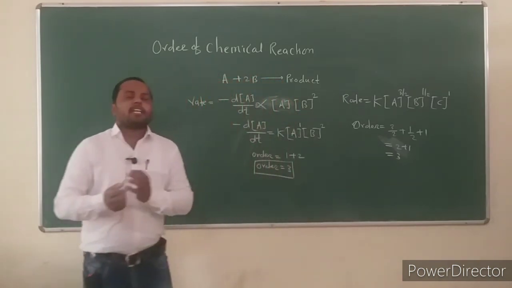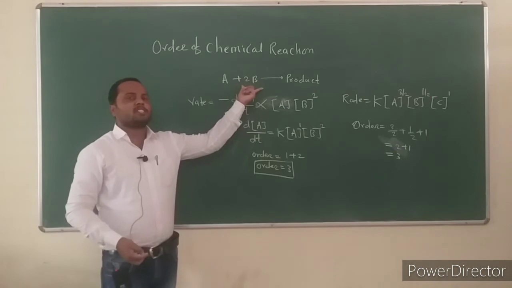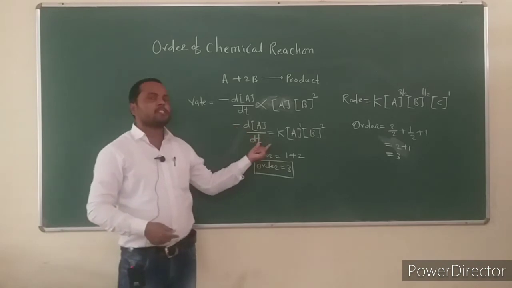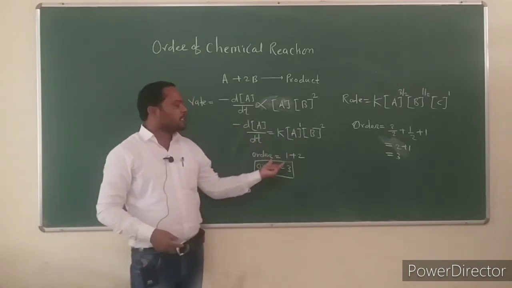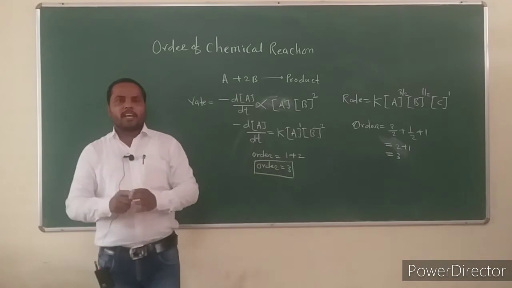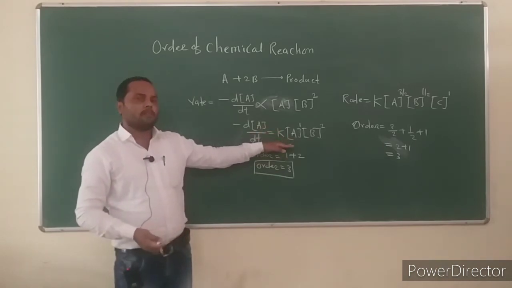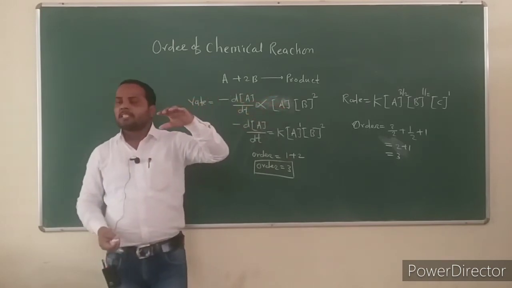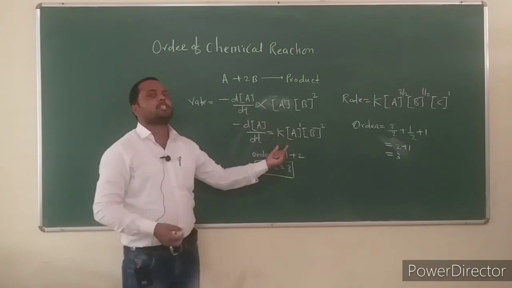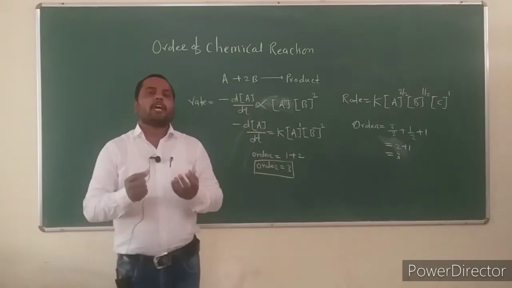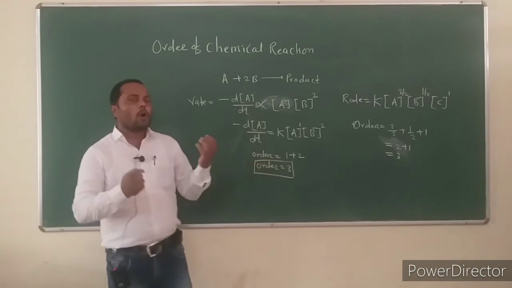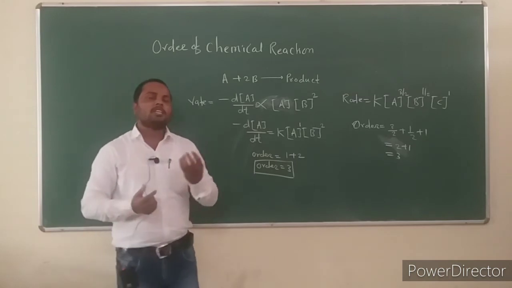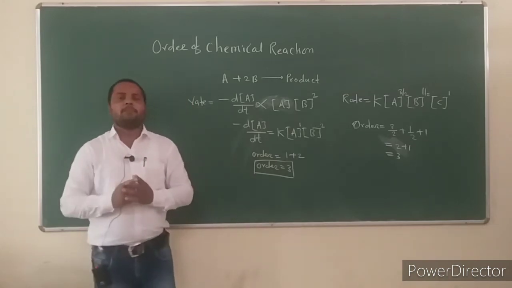So with the help of the rate equation, if a chemical reaction is given, then in order to determine the order of reaction, first write the rate equation, and from this rate equation determine the order of reaction. Order of reaction is an experimental quantity. It is obtained from the rate equation, the rate law applicable for the given chemical reaction.